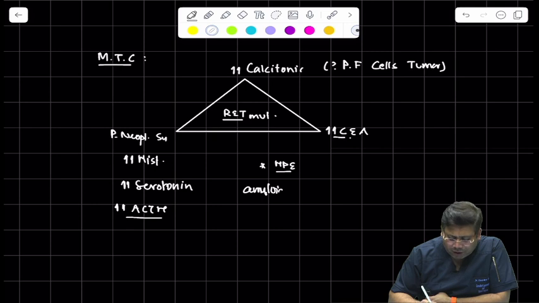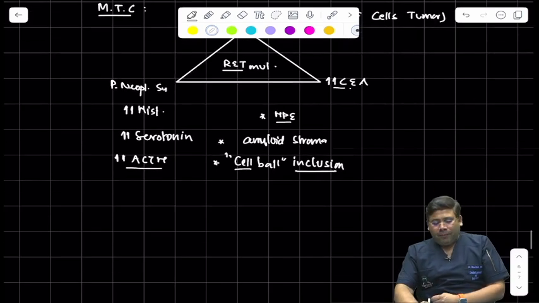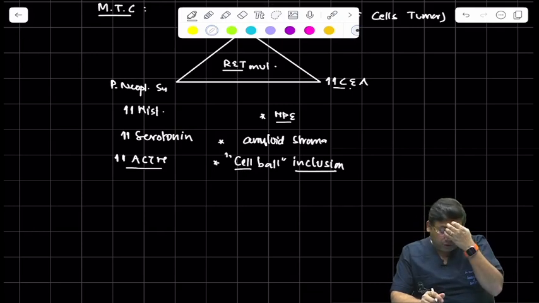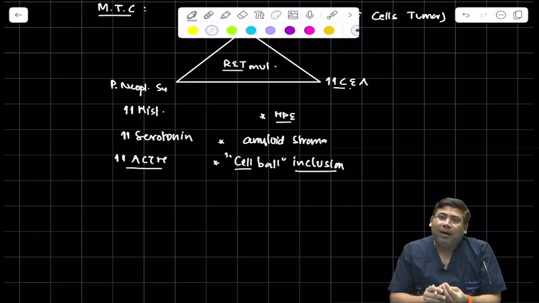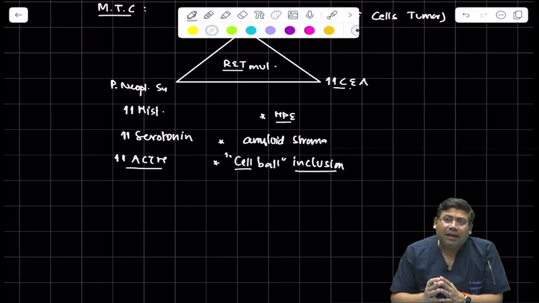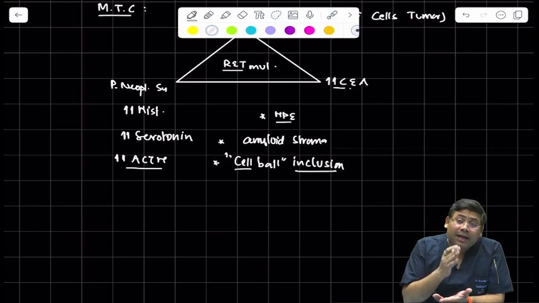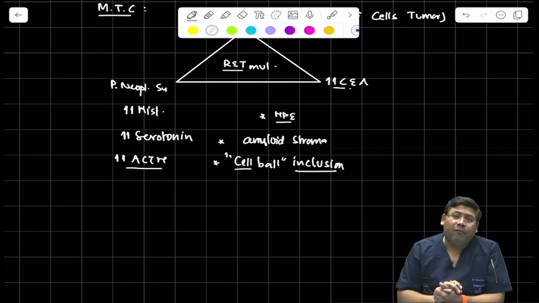ये बहुत पुराना question है. Along with that, there is also one inclusion body which people call cell ball inclusion bodies. So cell ball inclusion bodies can be a part of this. Remember, I am not here to discuss this. अगर मुझे आपसे कोई question पूछना होगा, so I will always ask about the management. बच्चे, MTC is an aggressive tumor which has an extensive and aggressive spread by the lymphatic routes.